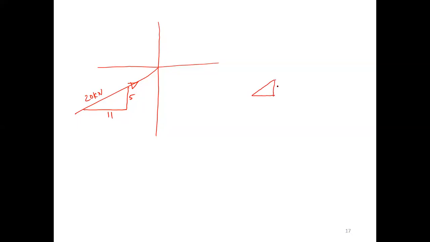What is the vertical distance? 5. What is the horizontal distance? 11. You take this as theta. Which trigonometric function is applicable to determine theta? Tan. Why tan? Tan theta equals opposite by adjacent. So theta equals tan inverse of 5 by 11. Whatever value, some value you are getting.